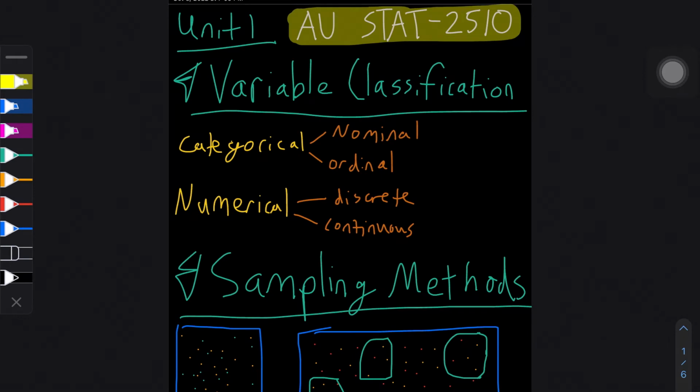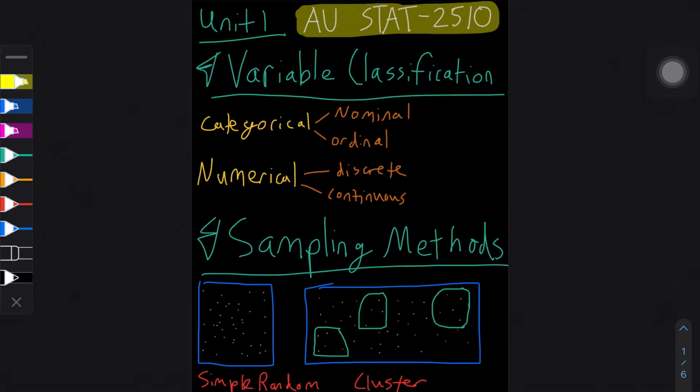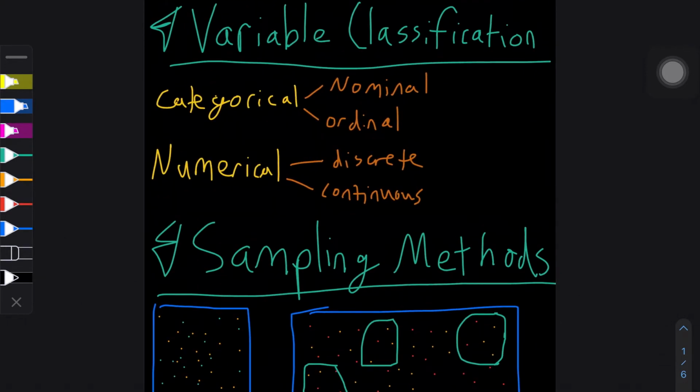Okay, Unit 1 for AU STAT 2510. We're going to start off with some variable classification. All right, so there are two of the major classifications of variables. You have categorical and you have numerical. And once you get into categorical, you can either be nominal or ordinal. Now, nominal is just going to be scattered around of categorical, and ordinal will be in an order, a set order going up from the starting point.